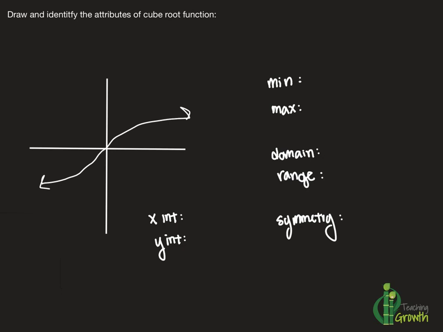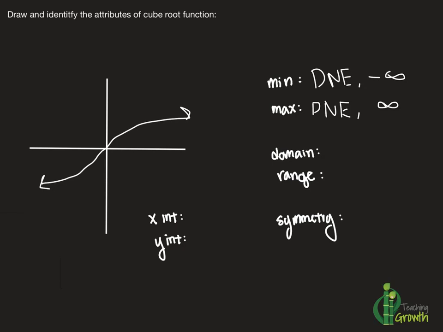So the first attribute that we might go over are minimum and maximum. And the answer for the minimum attribute would be that it simply does not exist, or that you can maybe sometimes see negative infinity as an answer. And for the maximum, it would also say that it does not exist. And you could also possibly see positive infinity.